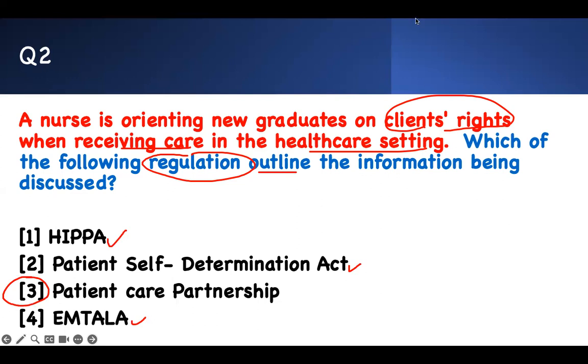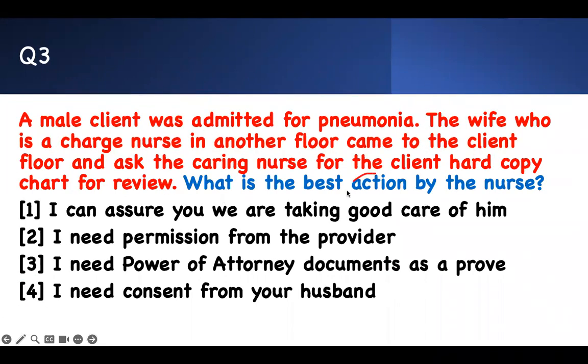So it's this one. What is the best action by the nurse? A male client was admitted for pneumonia, buzzword. The wife, who is a charge nurse on another floor, came to the client's floor and asked the caring nurse for the client's hard copy chart for review. What is the situation? The question is asking you, another nurse, a charge nurse who says she is the wife of the client, came from another floor and said, hey, I need the hard copy of my husband's chart so that I can review it. What do you think?